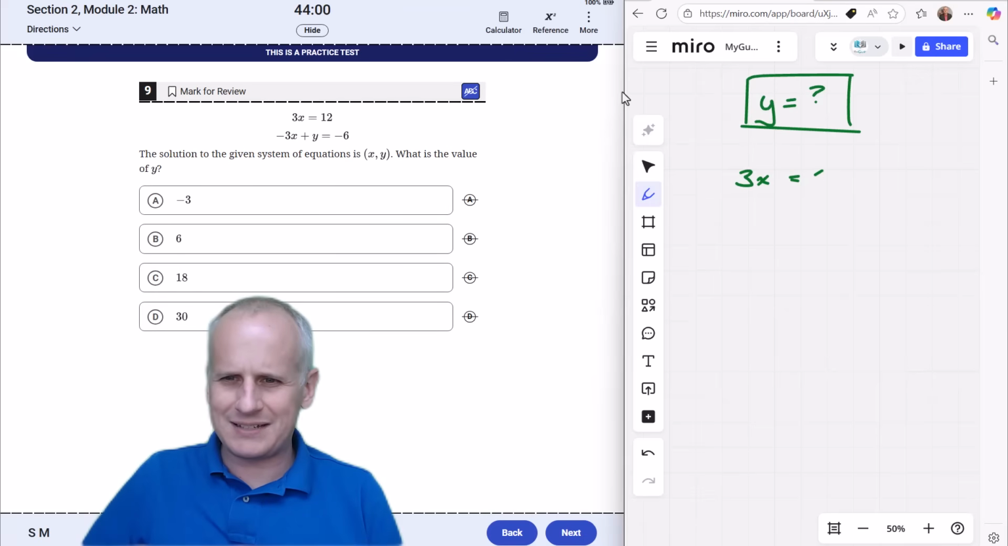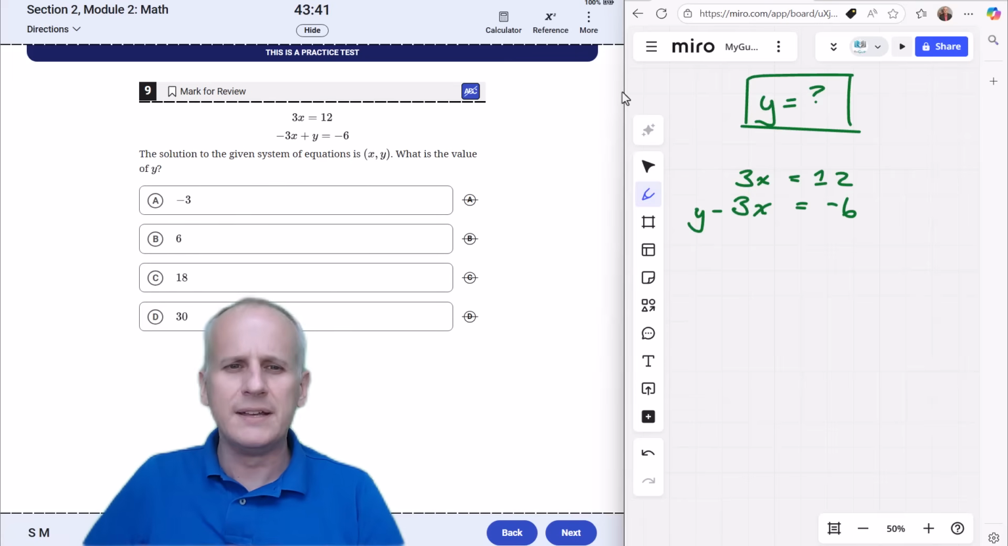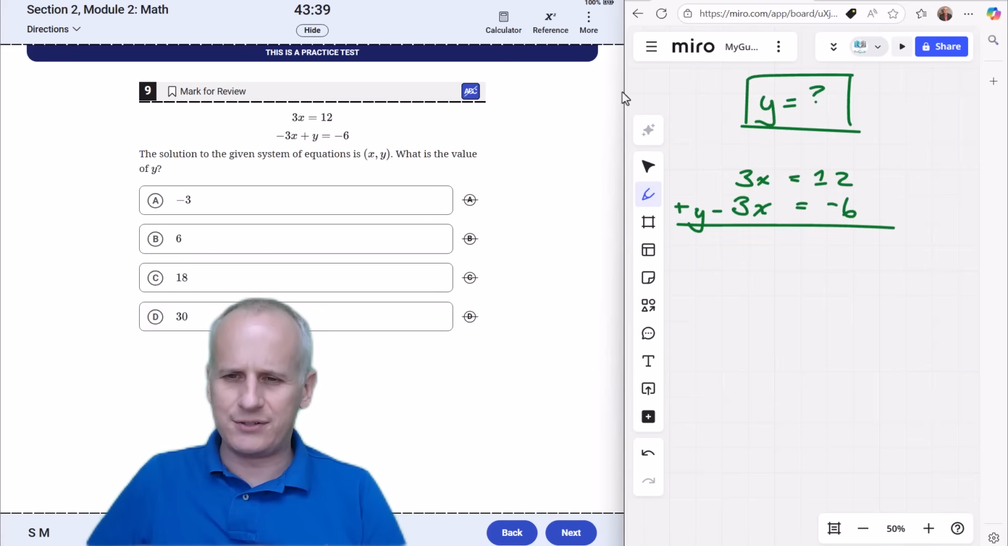So we've got 3x is going to be equal to 12. And then we've got our second equation of y minus 3x, and I just rearranged things a little bit so that it's easier for me to see how the different variables work when we're just looking at x's or y's, and then we've got that equal to negative 6. So then I can just add these two equations to each other.